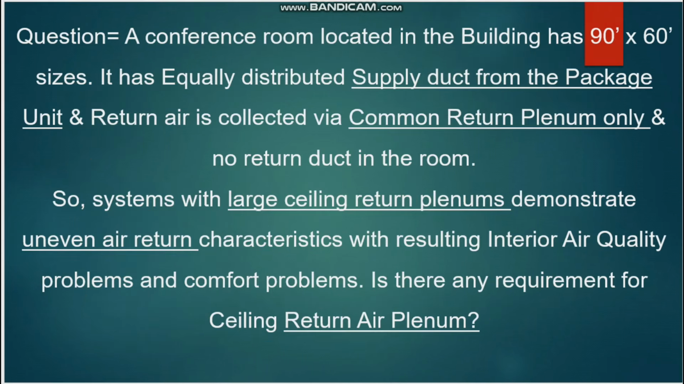And here we have a practical question. A conference room located in the building is 90 feet by 60 feet. It has equally distributed supply duct from the package unit. The package unit is located on the roof. From there the supply duct is equally distributed in the conference room. Return air is collected via a common return plenum. Okay, and there is no return duct in that conference room.